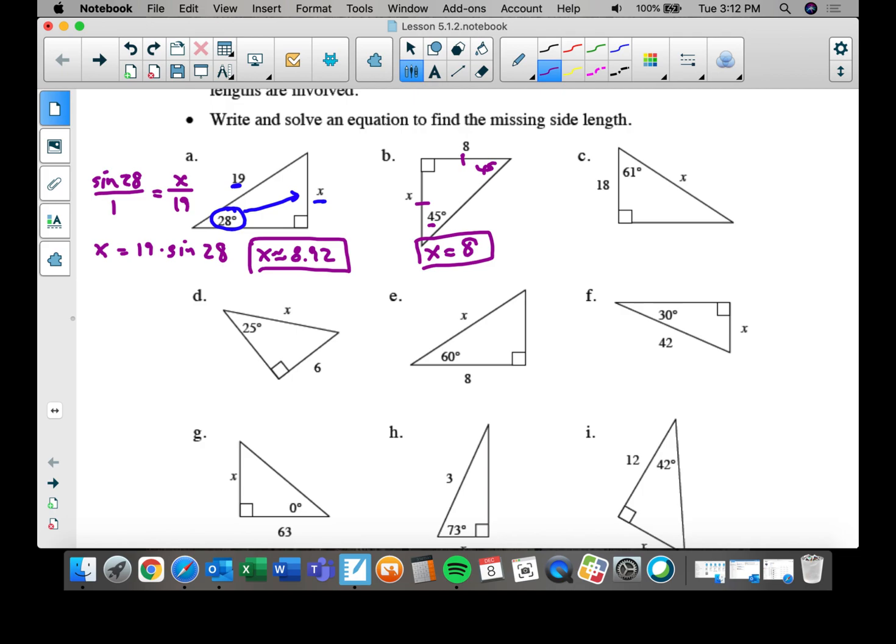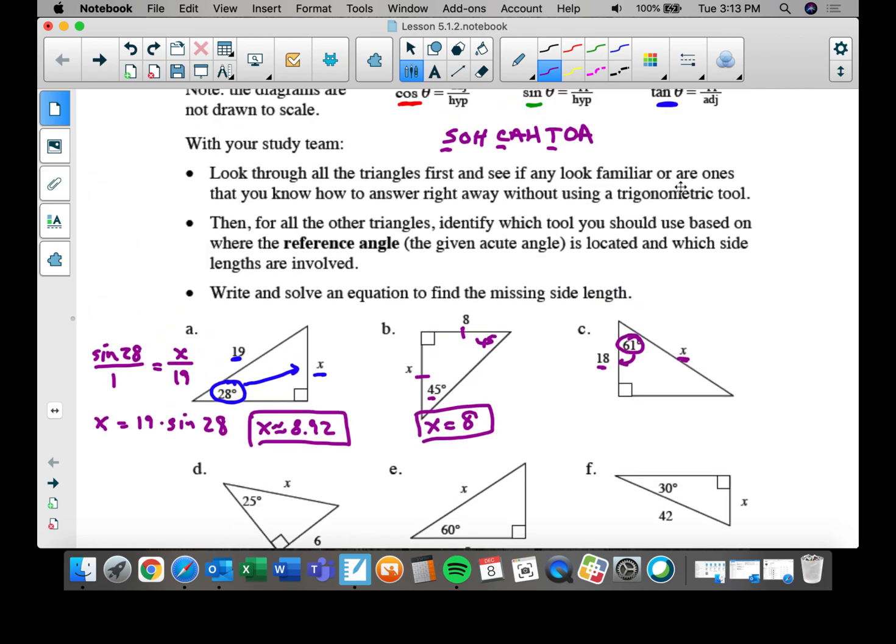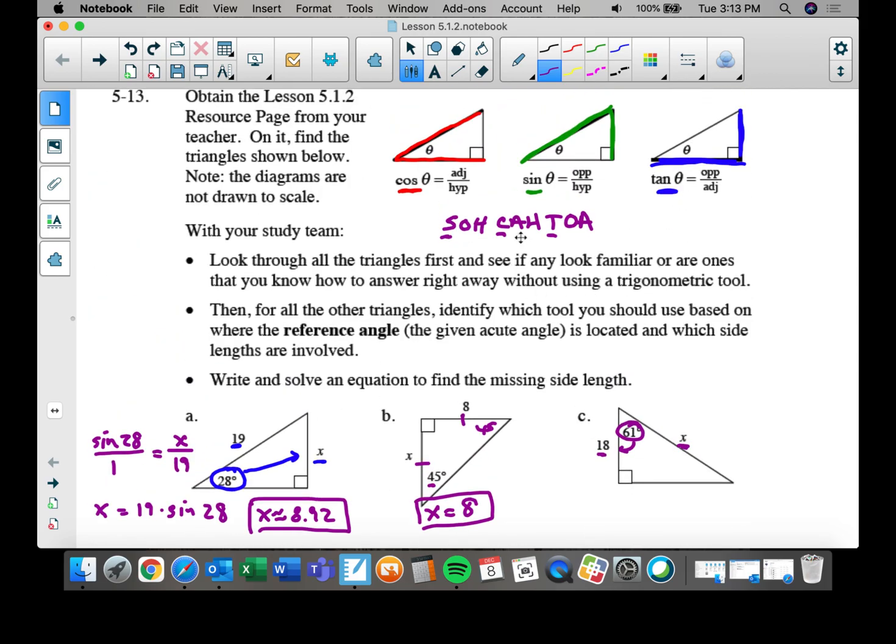And then if we take a look here in part C, 61 is my angle of theta that I'm going to use in this problem. And what we are looking at is the 18. If you notice, that is the adjacent leg, and x is the hypotenuse of this triangle. So the one that deals with adjacent and hypotenuse, if we come back up here, there's the AH, therefore this is a cosine. There it is written out a little bit more. Cosine is the adjacent to hypotenuse ratio.